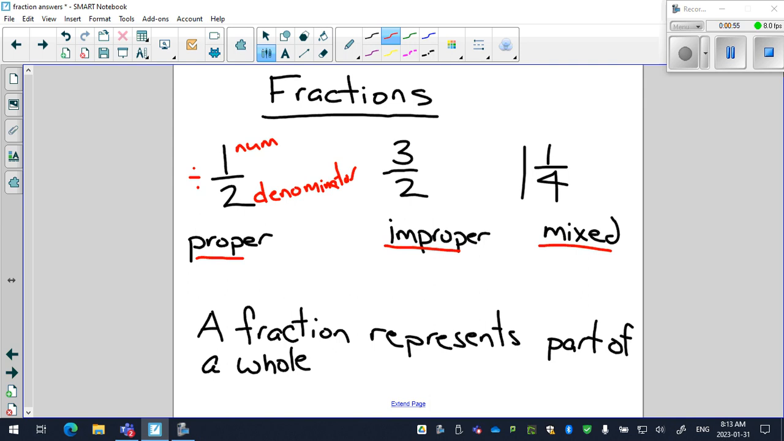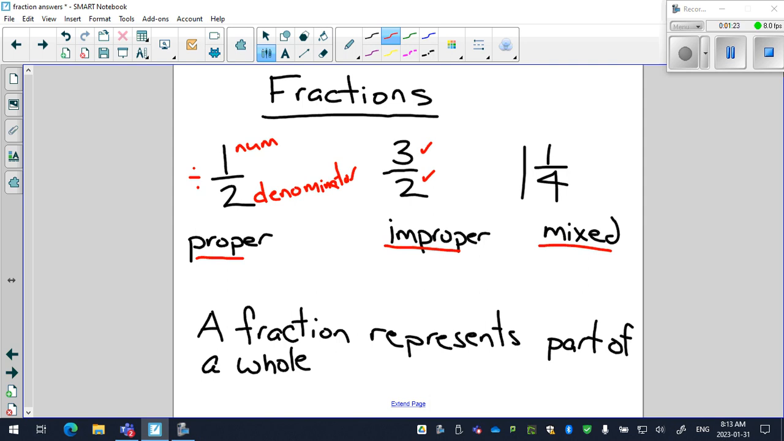An improper fraction is a fraction that has a higher numerator than the denominator, and it'll be a decimal number, but it'll have a whole number first. So 3 over 2 is 1 and 1/2, it's 1.5. You don't have to worry about that for a few more minutes, but an improper fraction is when your numerator on top is higher than your denominator on the bottom.